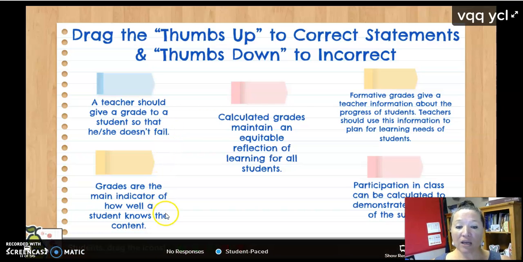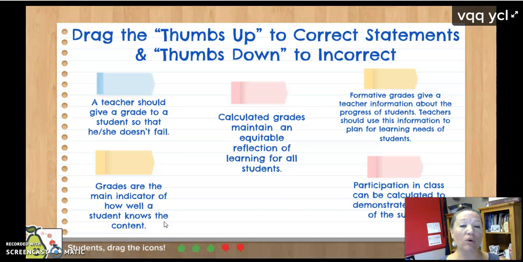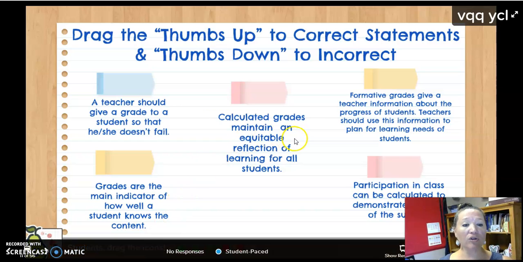Grades are the main indicator of how well a student knows the content. Yes, this demonstrates that quantified value of their mastery of the content. So we want to calculate that mastery of content. Calculated grades maintain an equitable reflection of learning for all students. Yes, absolutely. We don't want opinion-based grades.